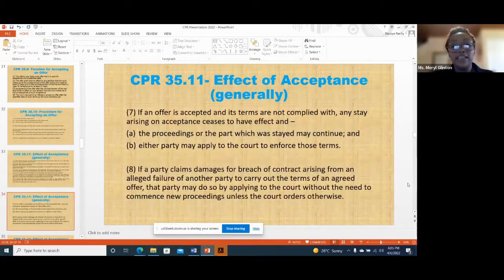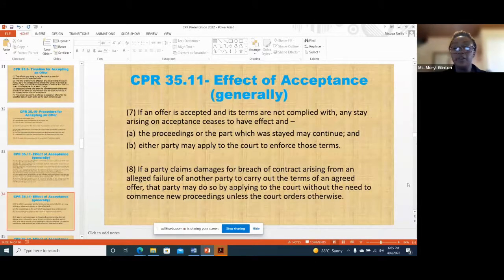This part is actually going to be very helpful, I think, to some of you. Anyone who has represented a party where it was believed that they were agreed and a settlement was in place, but there was a breach of the settlement agreement, will know why this can be particularly helpful.